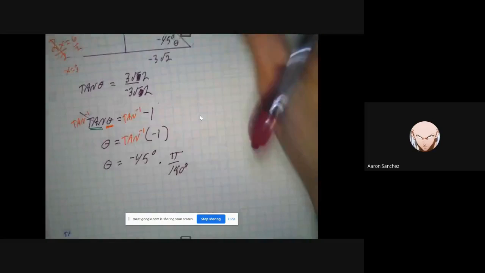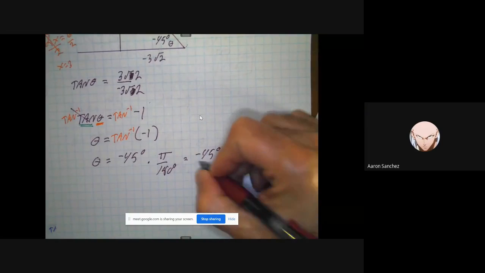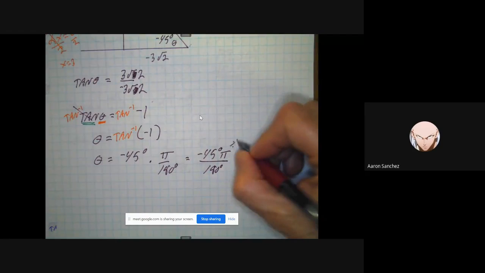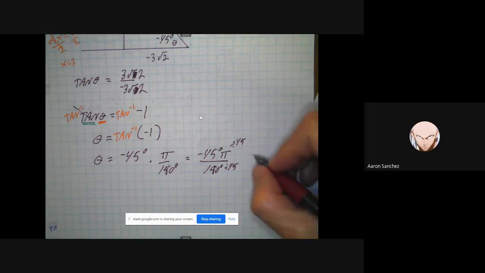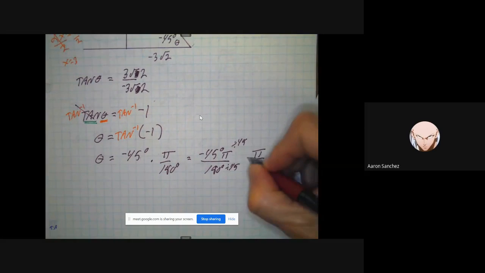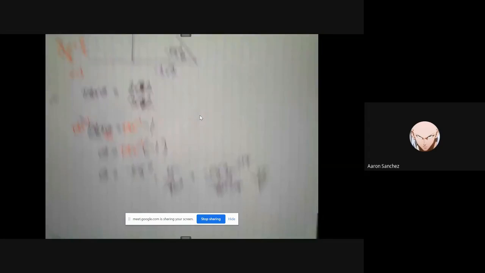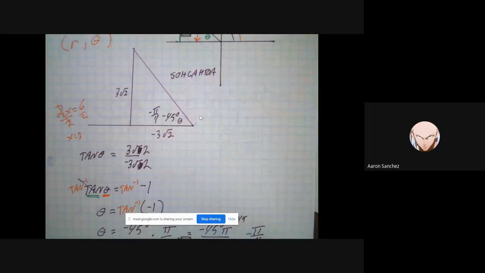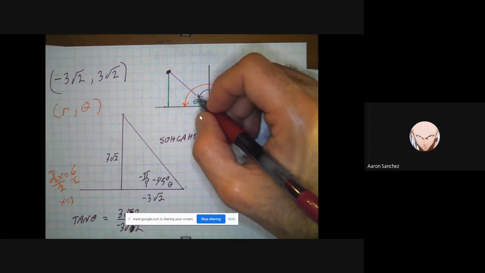Okay. So that's going to be equal to -45 degrees times pi over 180 degrees. And then both are divisible by 45, right? To simplify it, it's going to be -pi over 4. Okay, because we want our answer in radians. So here we have our angle is -pi over 4. But that's not what we want, right? So we have here -pi over 4.